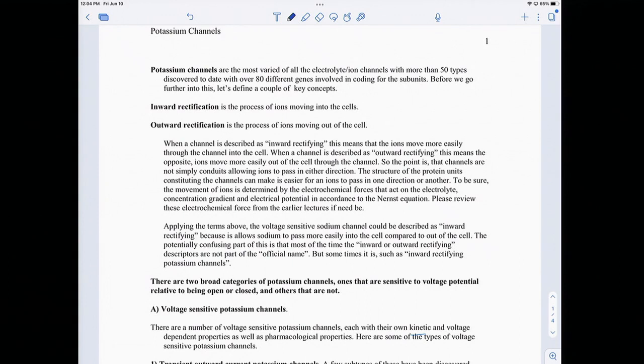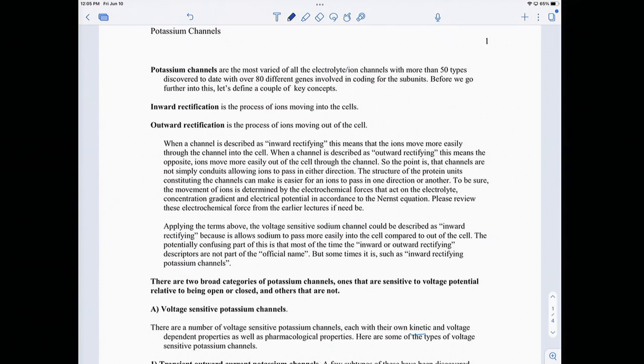Obviously, we're not going through all 50 types of channels, but what I want to do in the next few lecture blocks is to categorize, in general terms, various types of potassium channels relative to their physical characteristics, so that you have at least a broad conceptual framework in which to think about these channels. Before I move on there, though, I need to define a couple of concepts.